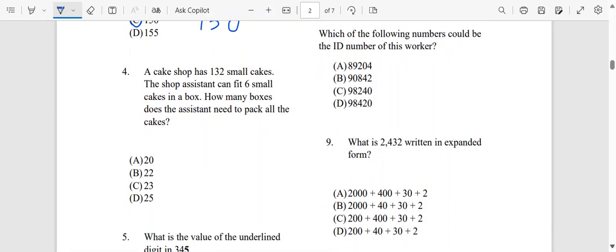A cake shop has 132 small cakes. The shop assistant can fit 6 small cakes in a box. How many boxes does the assistant need? So this is what we need to find, how many boxes, right? So of course, this question is a division question. So let's divide 132, and we are dividing, right?